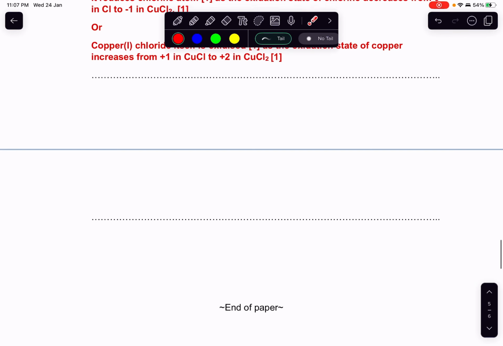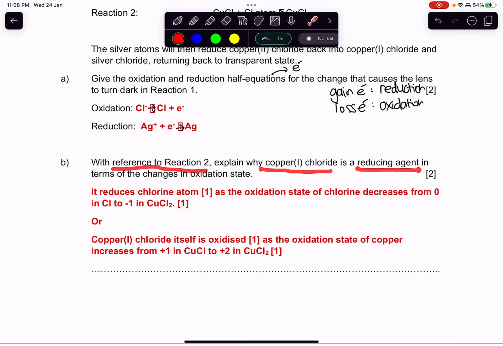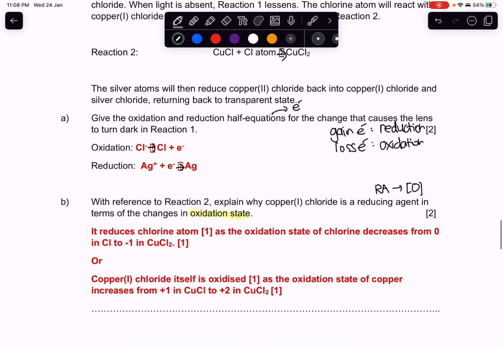Okay, last question. With reference to reaction 2, explain why copper 1 chloride is a reducing agent in terms of the changes in oxidation state. Okay, so reducing agent, what does that mean? It itself is oxidized, or you can say that it reduces the other substance. Take note, the question says in terms of oxidation state, which means if you use hydrogen, oxygen, or electron, you will get 0. Read the question and answer the question.